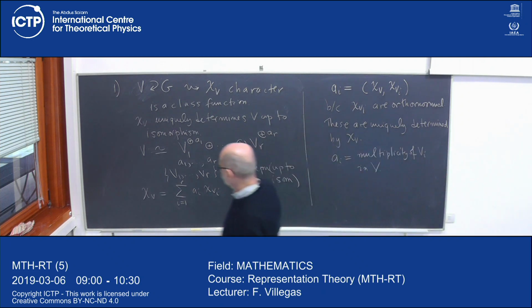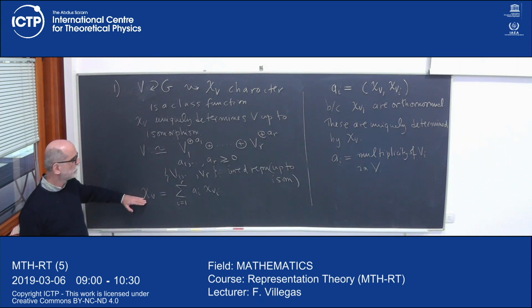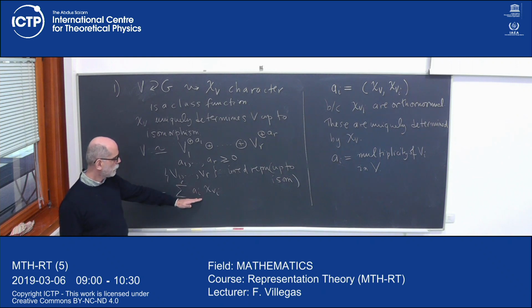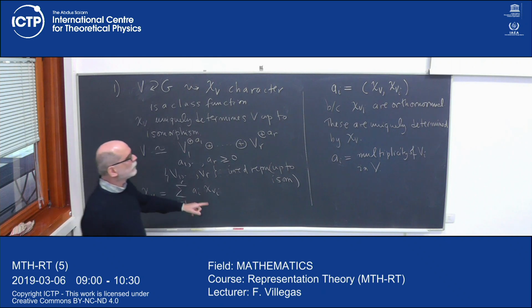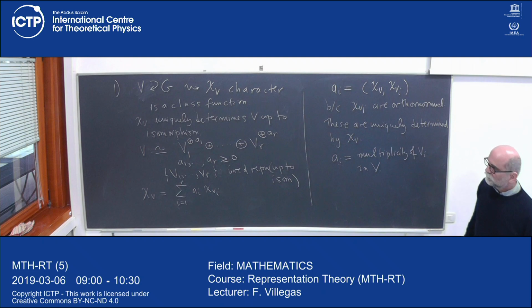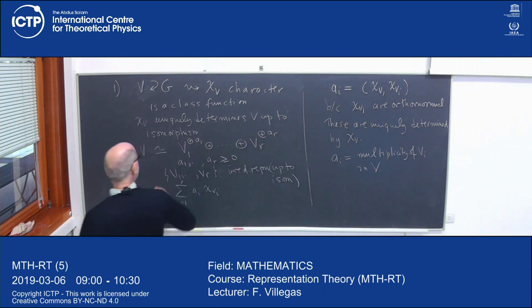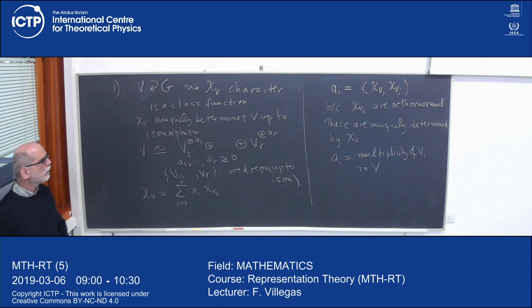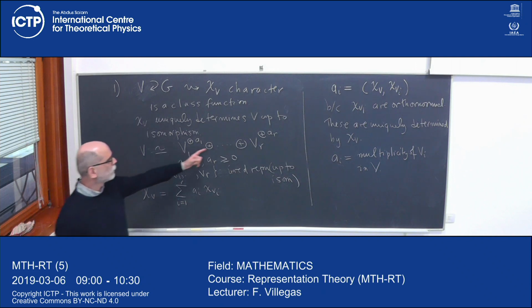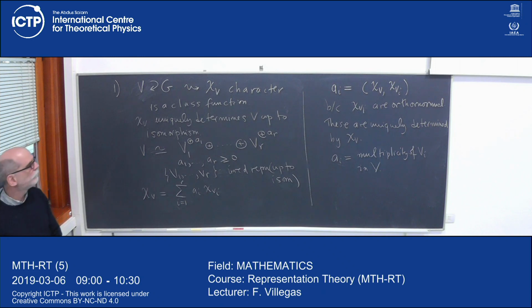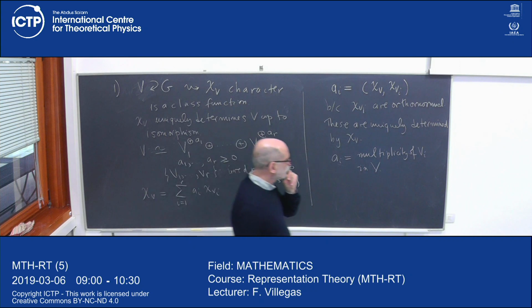So let's see what the logic is here. If somehow you have the character of your representation and you want to know what the representation is, you know that V will have this form, therefore it will be a linear combination of the irreducible characters in a unique way, and you recover what that multiplicity ai is from just the values of the character. So the ai are uniquely determined, because of the characters being independent, and therefore there is up to isomorphism only one way of writing V like this. So you recover what V is from the character.